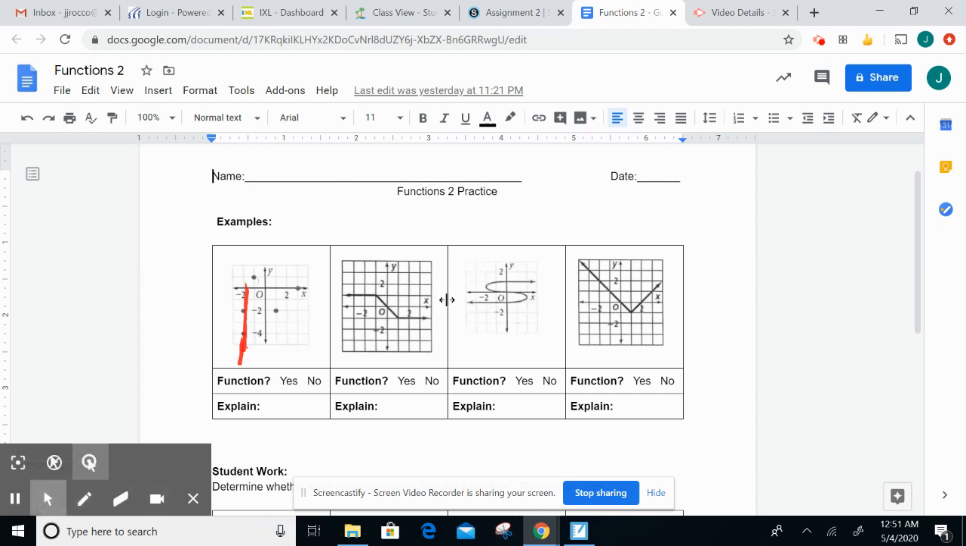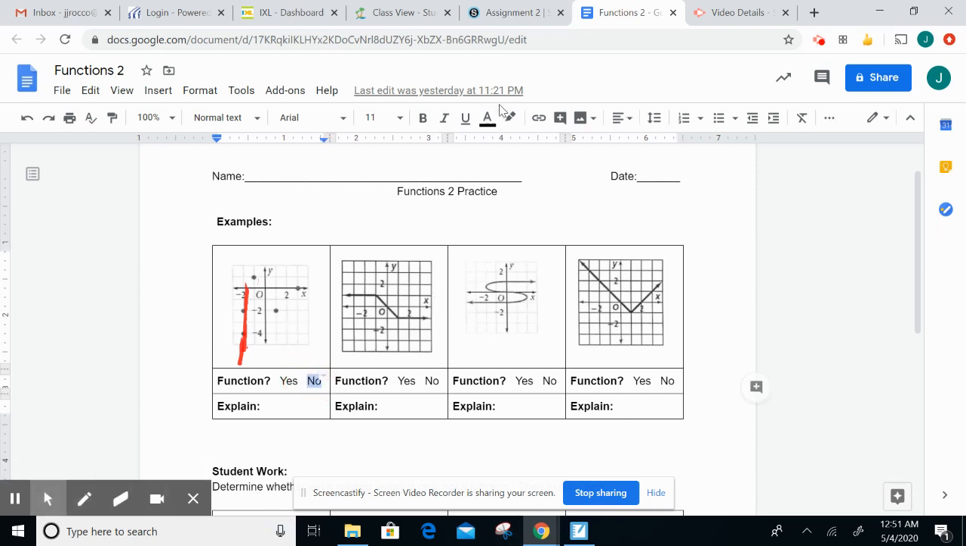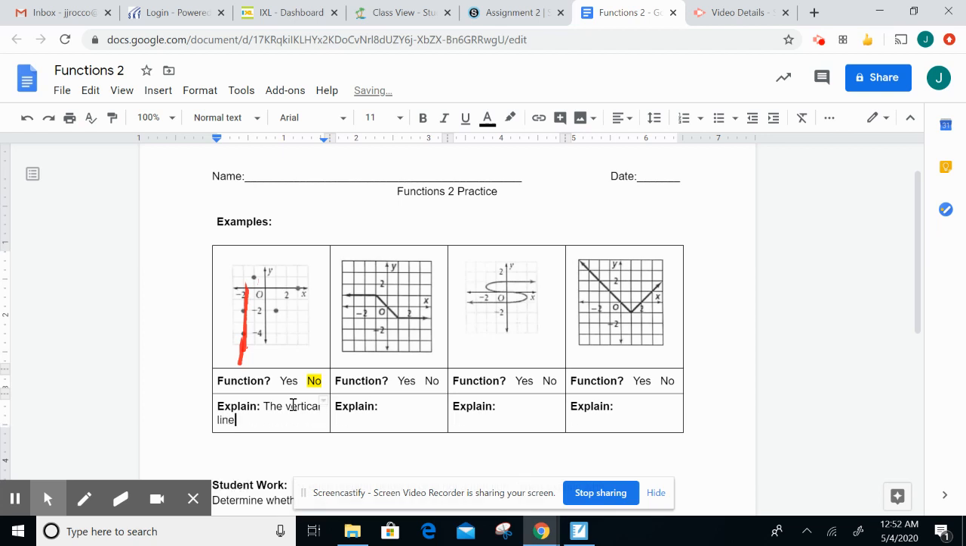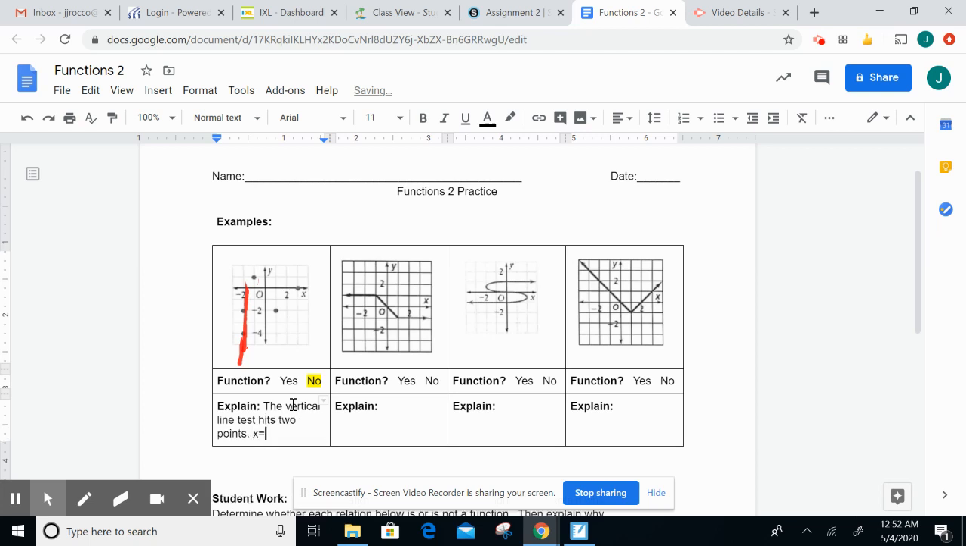So go ahead and highlight no, and for the explanation, just say it's called the vertical line test. So the vertical line test: it hits 2 points. The x of -2 has 2 y values.